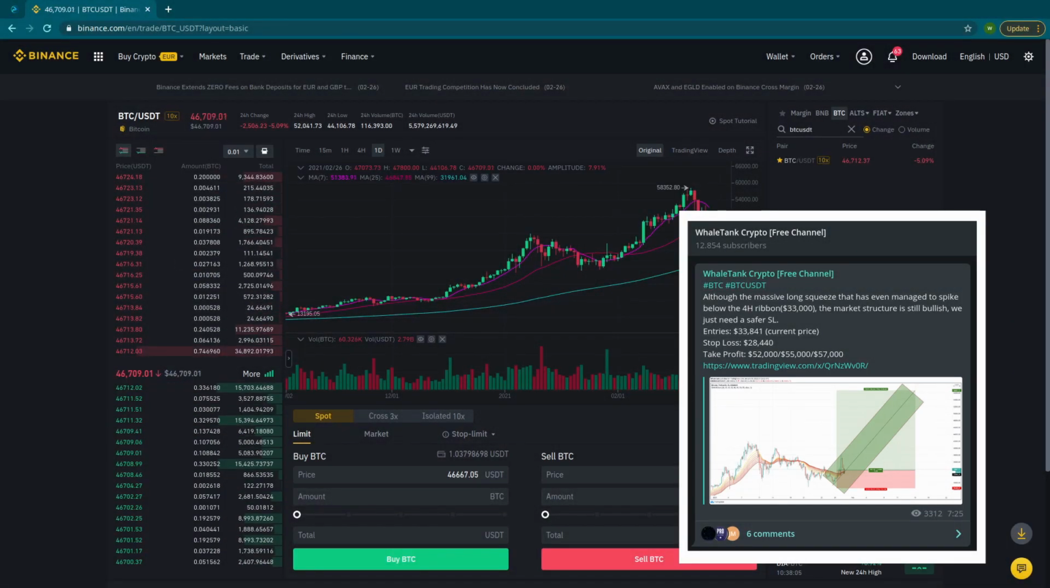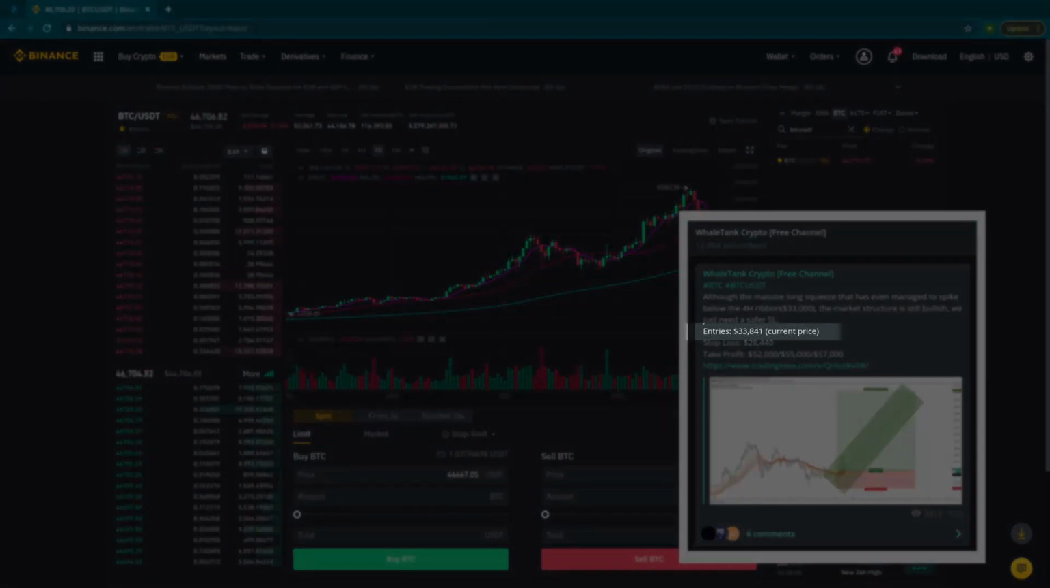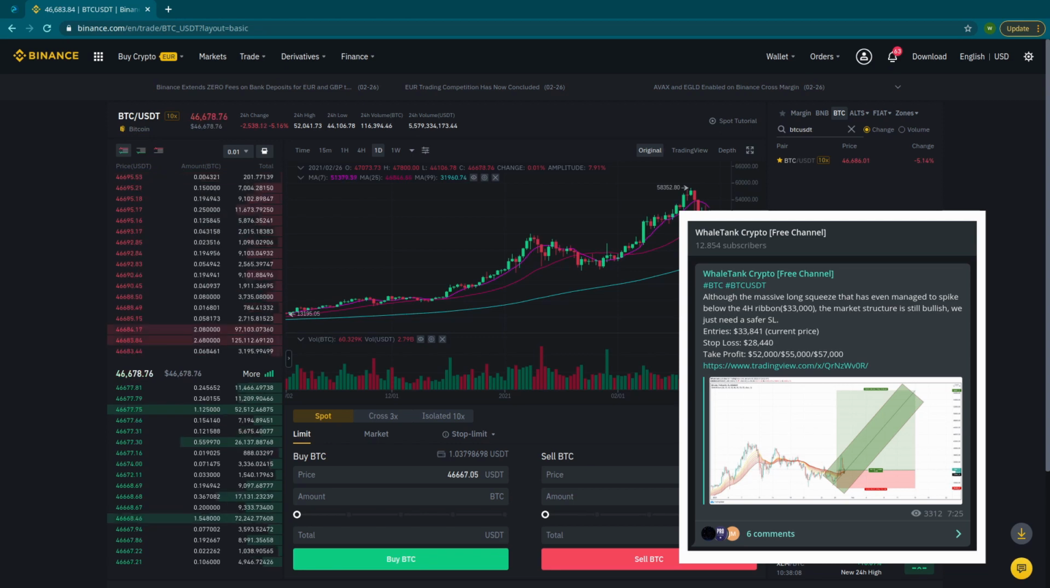Finally, we have our entry price. Entry is the price we want to pay for Bitcoin. Some signals might have 3 different entry prices. When that's the case, take the extra effort and split your total investment into 3 separate limit orders at different prices. This will help to maximize profits and reduce the risk.